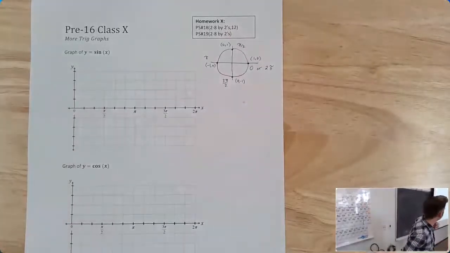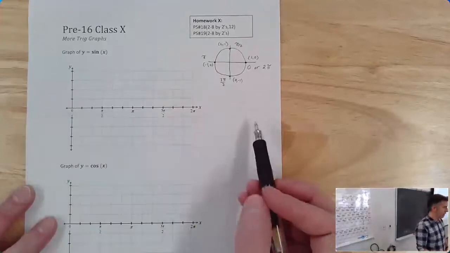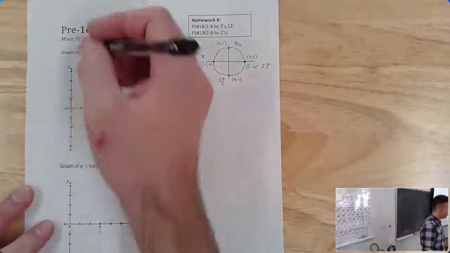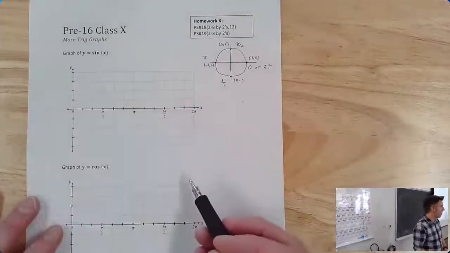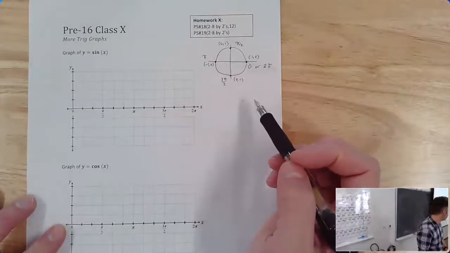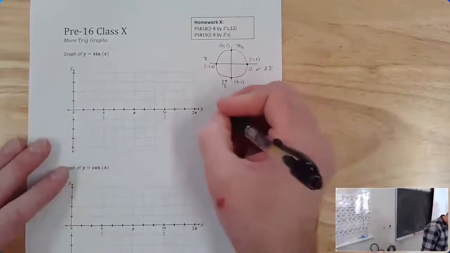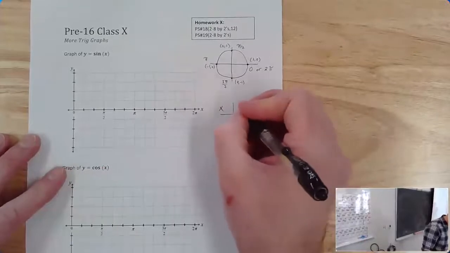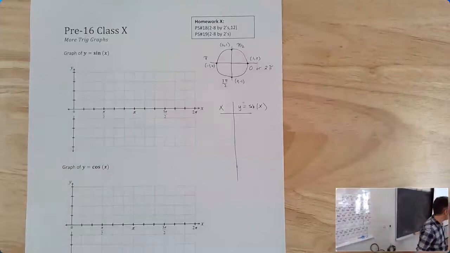Doing that is going to help me plot the points on my graph, because what we're going to do now is say that the x-axis is going to be the angle values and the y-axis is going to be the output value. One thing to be aware of here is that the x and y that we're graphing here are not the same as the x and y coordinates on the unit circle. We're thinking of x as the angle and y as sine of that angle when we graph sine of x, or cosine when we do the cosine.